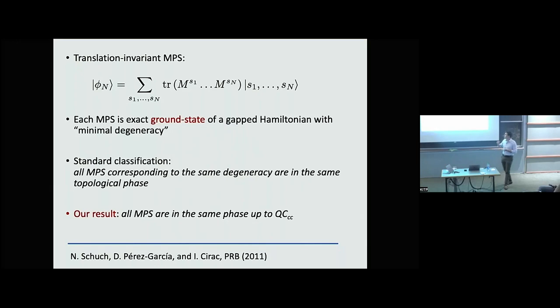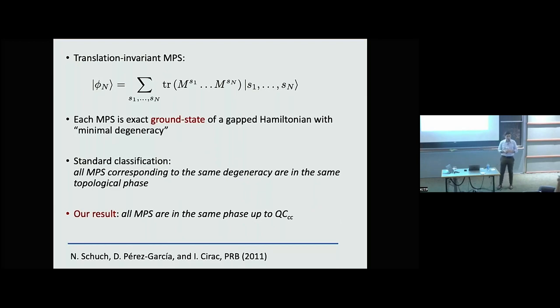And so the standard classification of matrix product states without symmetries was done long ago by Norbert Schuch and collaborators. Essentially, it tells you that the degeneracy completely classifies the phases. So if I have the product state, I cannot prepare the GHZ state because the degeneracy is different.